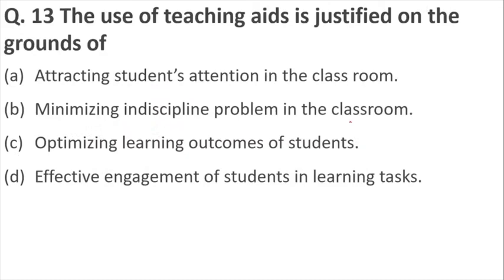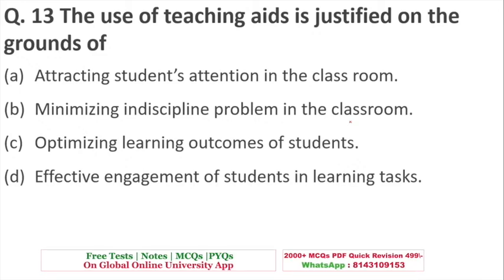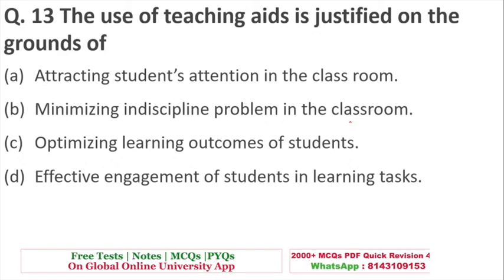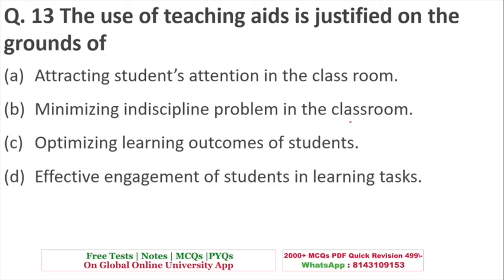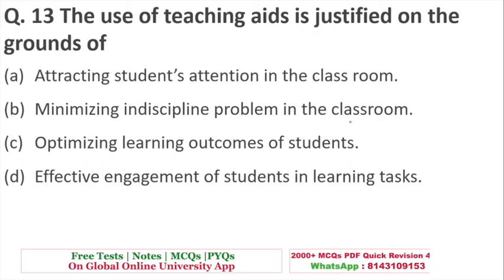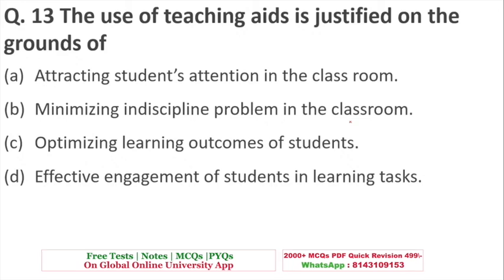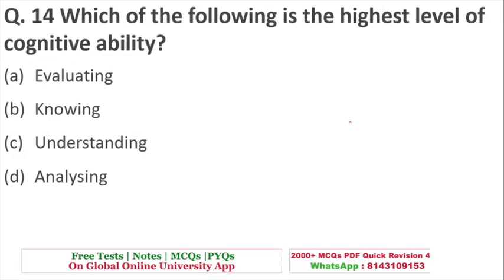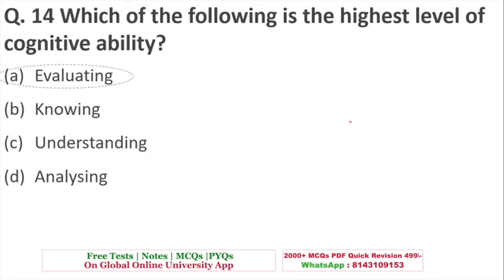The use of teaching aids is justified on the grounds of attracting students' attention in the classroom, minimizing indiscipline problems in the classroom, optimizing learning outcomes of students, or effective engagement of students in learning tasks. The right answer here is optimizing learning outcomes. Which of the following is the highest level of cognitive ability? The answer is evaluating.